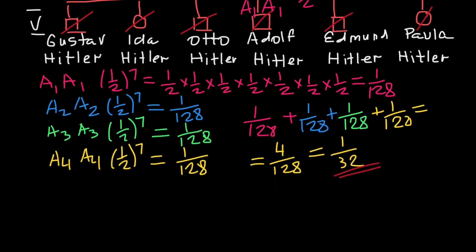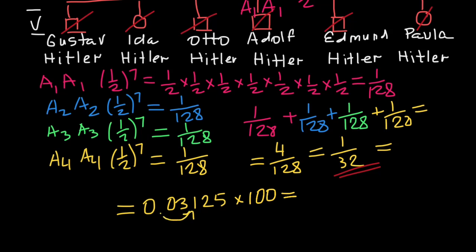So we can say that this is going to be our answer, but usually we need an answer in percent form, so we have to divide 1 by 32. So our answer as a decimal number is going to be 0.03125. Usually in statistics we give an answer on the scale between 0 and 1. But if you need an answer in percent form, we have to multiply by 100, or move the decimal point two places to the right, and we are going to get 3.125%. So this is an answer in percent form, and this number represents how many loci of Hitler were identical by descent.